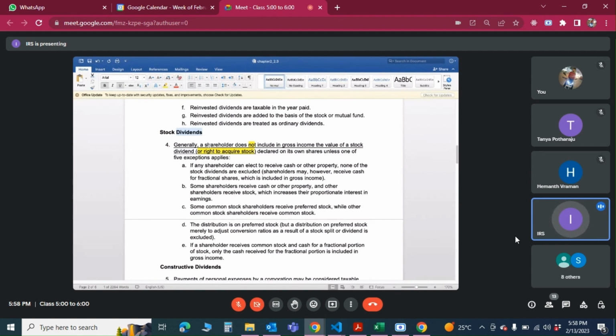Okay, so let's go over that. Generally, a shareholder does not include in gross income the value of a stock dividend or right to acquire stock declared on its own shares, unless one of the 5 exceptions applies. If you're just given a right to acquire stock, generally they will not tax it unless there are exceptions, like if the shareholder can elect to receive cash or other property.